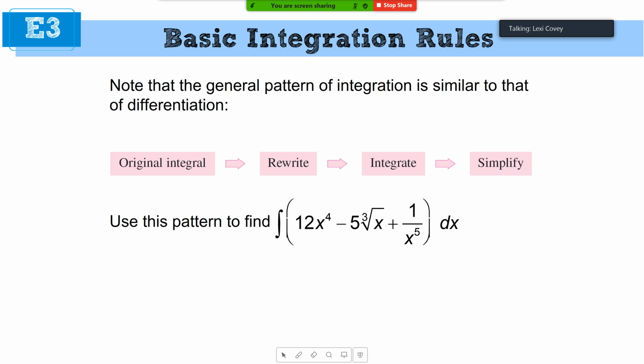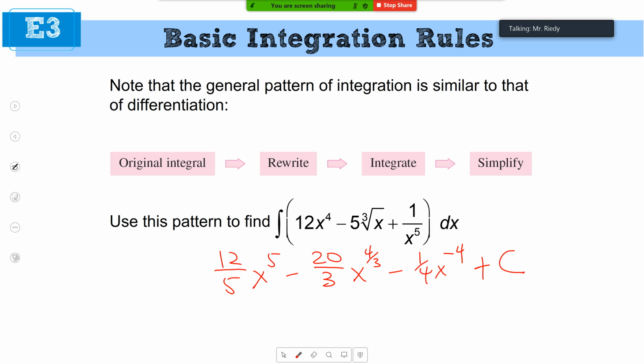Oh, I don't really know if I did this right. That's okay. We still love you, even if you made a mistake. So I was a little confused. I understand. I got it wrong, but I got 12 fifths x to the 5th minus 20 thirds x to the 4 thirds minus 1/4 x to the negative 4th. You got anything else for me? Oh, plus c? Yeah. Okay, so let's go to JT.